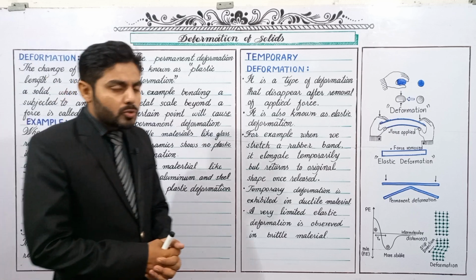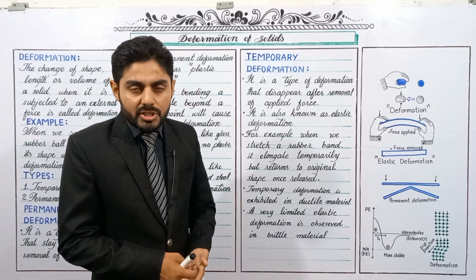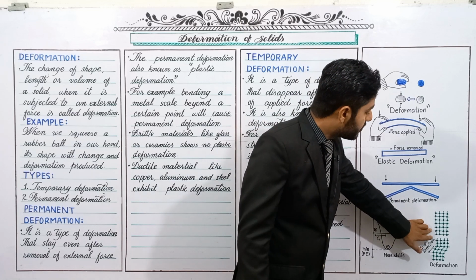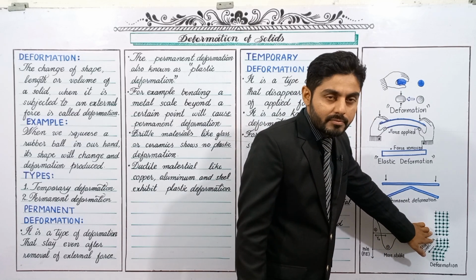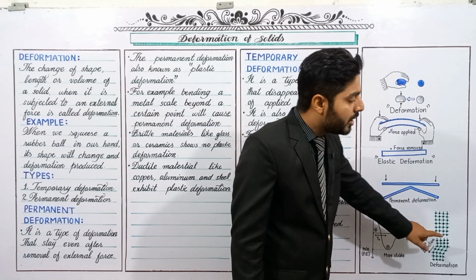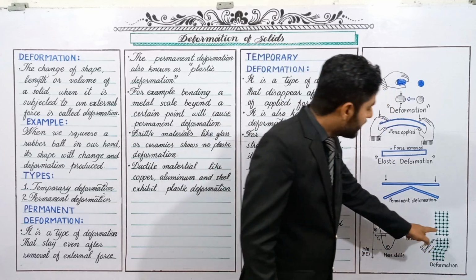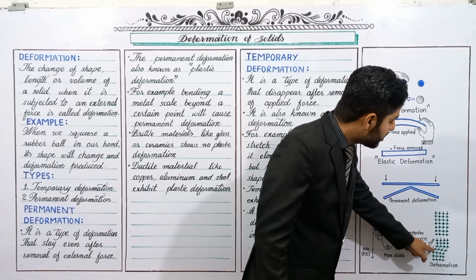But when you apply the force, what happens in the body? Why does it change its shape permanently? Like this, we have the arrangement of the particles, or you can say molecules, in the solid. You are applying the force. When you apply enough force, the layers of these particles will slip.